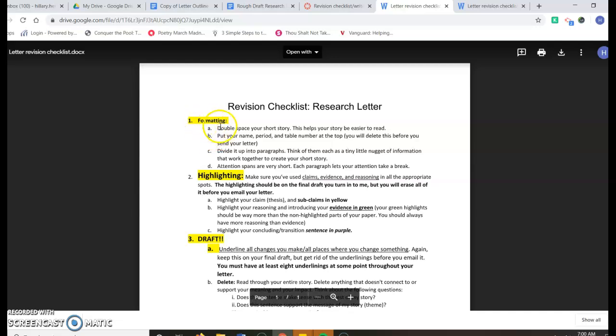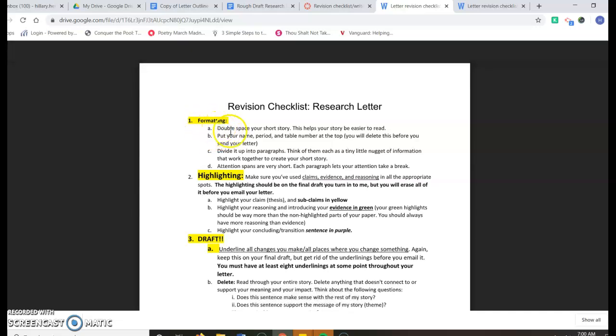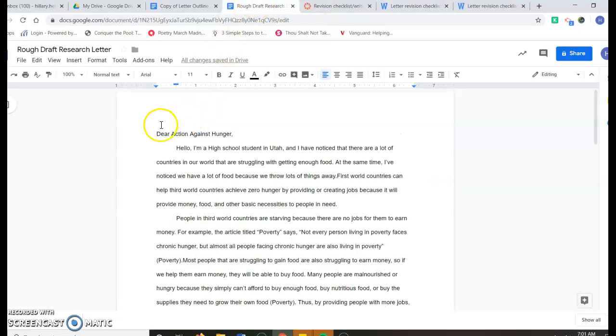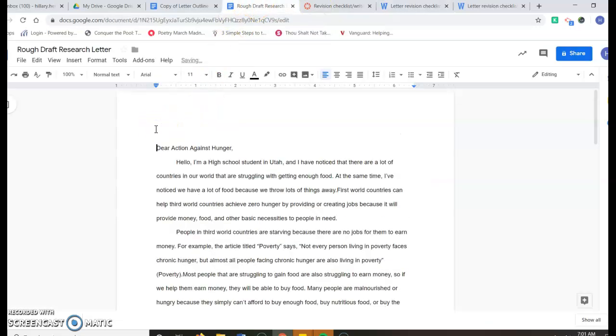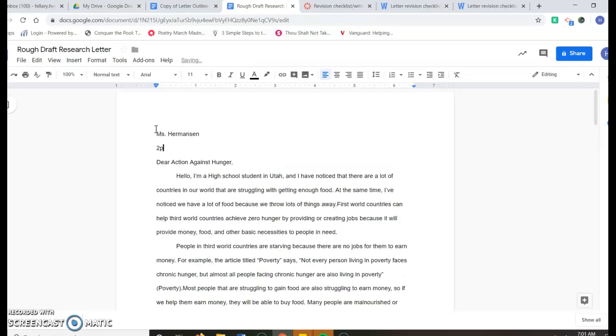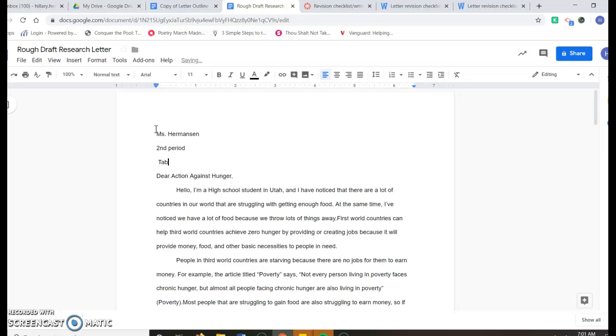So, formatting. First, you want to double space here. Oh, I meant to put letter. This helps your letter be easier to read. Put your name, period, and table number at the top. So I'm going to come over here to my rough draft research letter, and just at the top, I'm going to put my name, period, but second period today, table number 5.